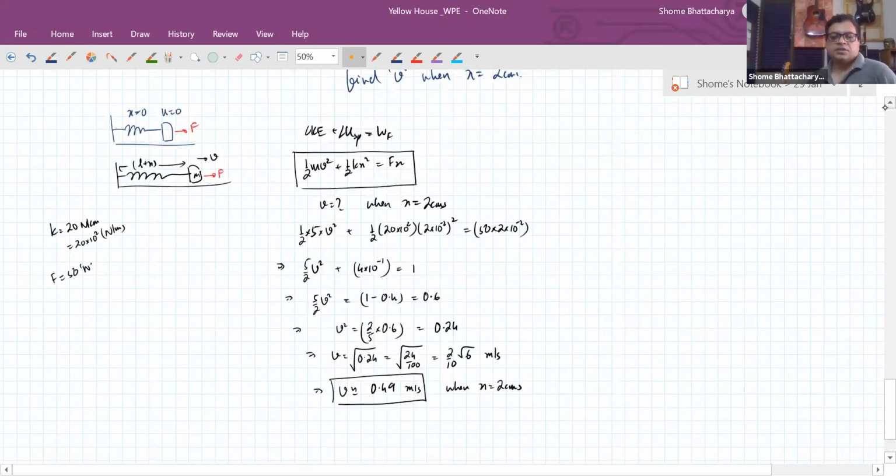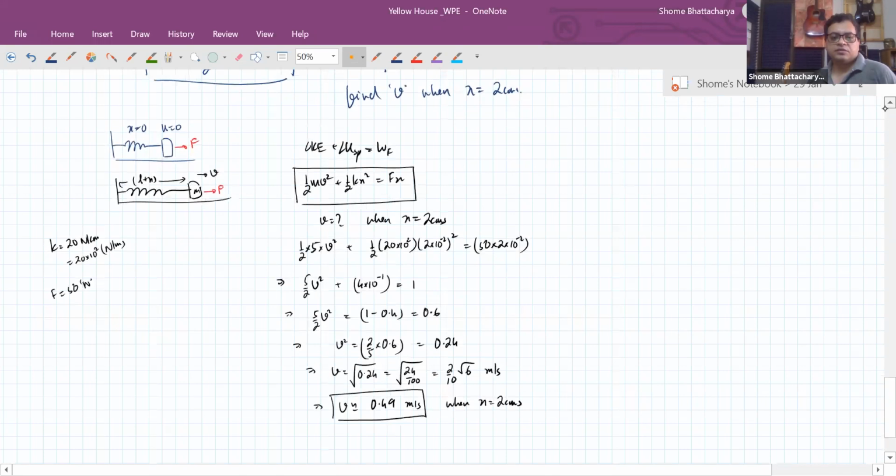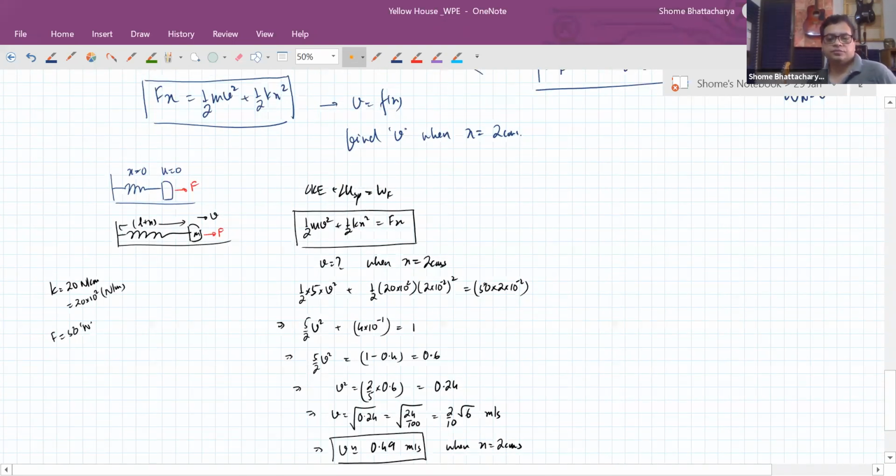Okay, so this is the application of the work energy theorem. Same thing which I've shown above. So we wanted to find V and acceleration. Okay. So I found out V. Now you have to find the acceleration also.